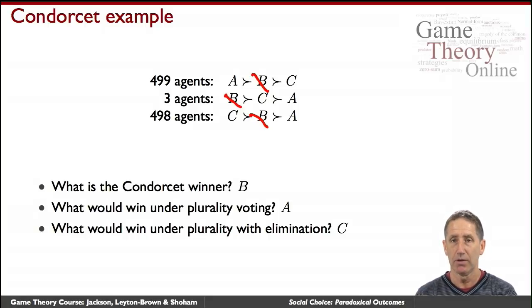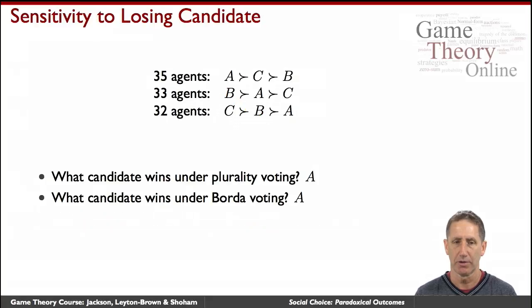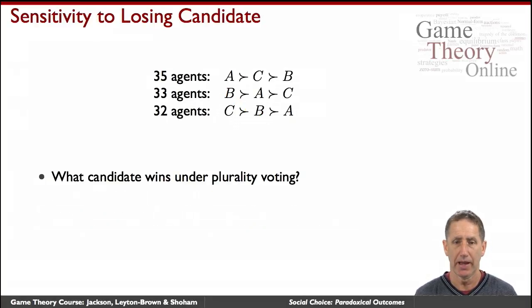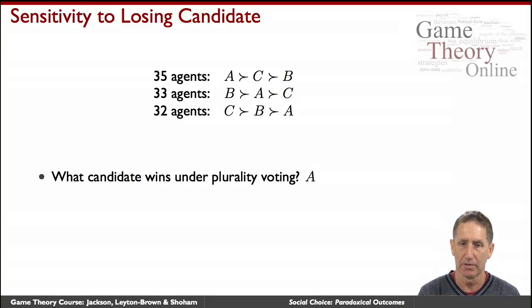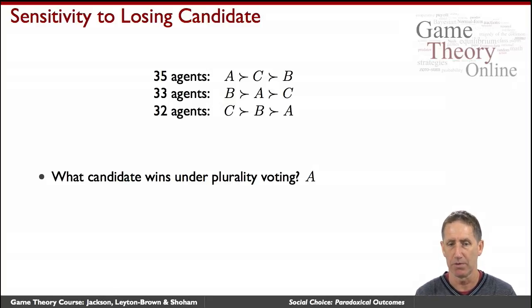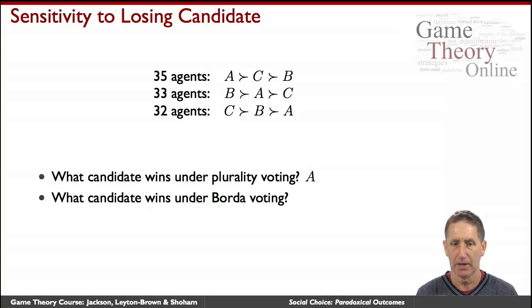And so two voting schemes, both of them on the face of it reasonable, would give you different answers, and both answers different from the criterion that on the face of it seems quite a safe criterion, namely the Condorcet condition. So here's another example, and let's think about what would happen in this case. What would happen under plurality voting? Well, clearly under plurality voting, A would win, since A would get 35 votes, and the second highest would be B with 33.